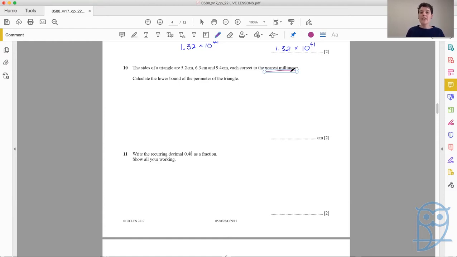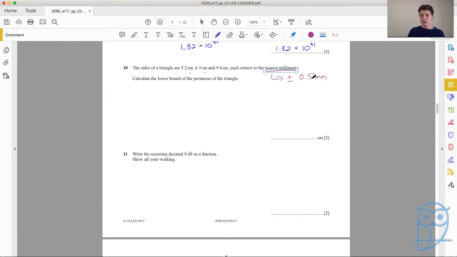So remember, whenever we see this, we're looking at bounds, and wherever we see that nearest, then we're going plus or minus half of that nearest measurement. So it's a nearest millimeter, so we're going plus or minus 0.5 millimeters. And here's the catch, of course. The question has centimeters, and this then has bounds in millimeters. So we need to have a look at it.